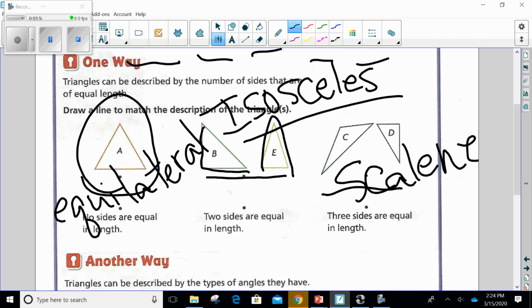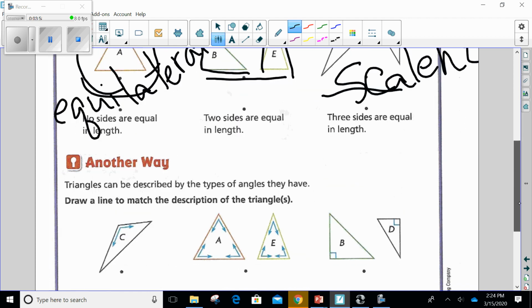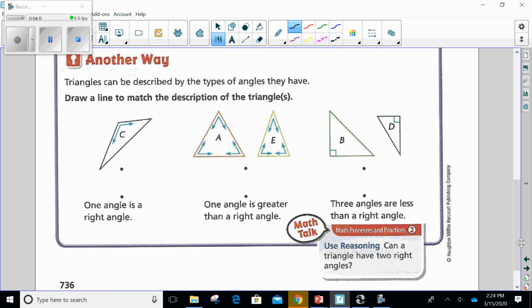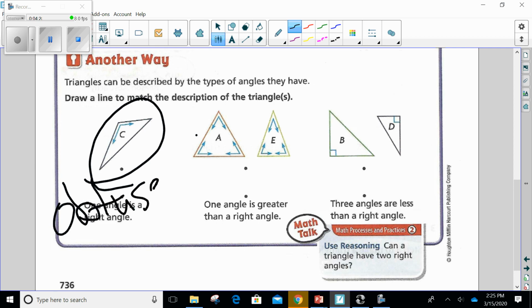Okay, so let's look here. Another way to describe them is by the angle that the two rays connect. Right there, that space in between those two rays, if you look on C, look at that angle that the two rays are creating, okay? It is larger than a right angle, so it's an obtuse angle. It's an obtuse angle, an obtuse triangle.